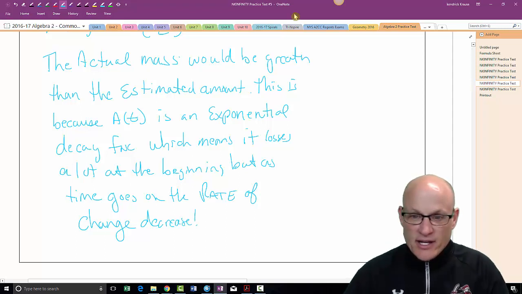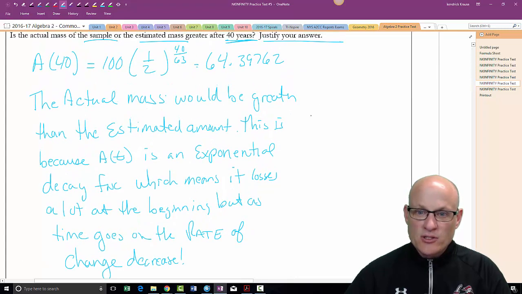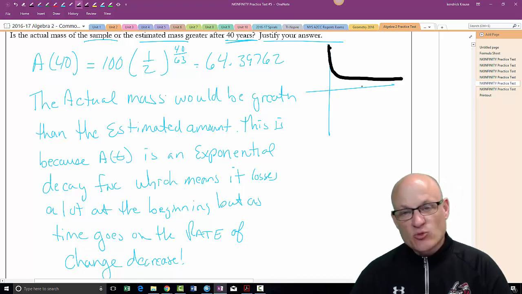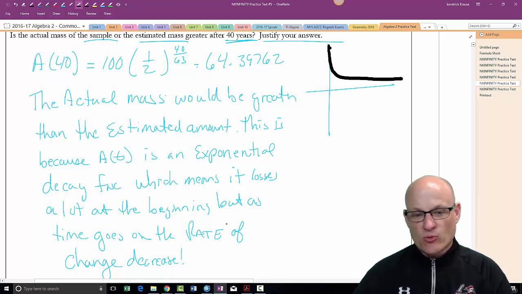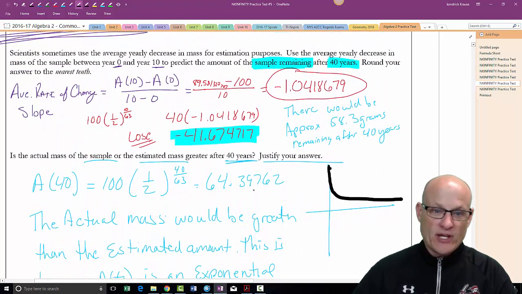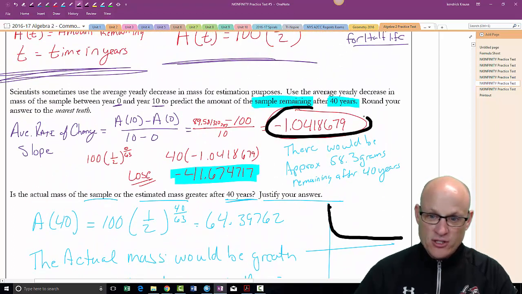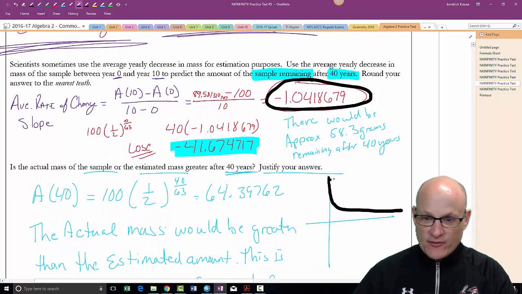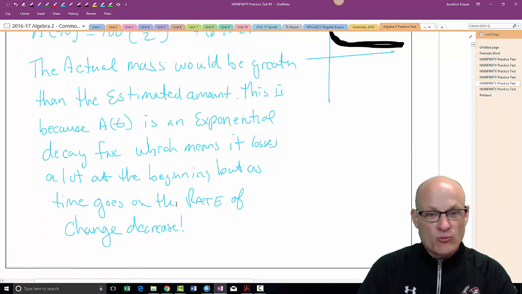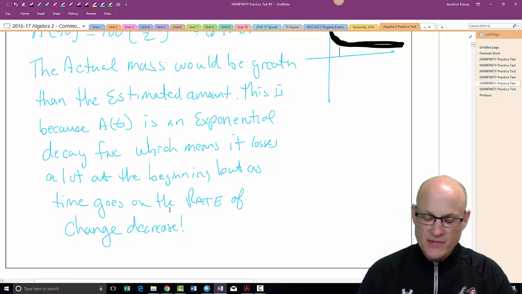In other words, an exponential decay function starts out like this. Start out at 100, and it comes down steep, steep, steep, but as it goes on, its rate of change changes. So an exponential function, the rate of change decreases with time. So that's probably the better way to say it. This one assumes a constant rate of change. For the first 10 years, it was pretty steep, but then it just leveled off. So the reason is because it's an exponential function, that rate of change decreases with time. That's the best way to say it.